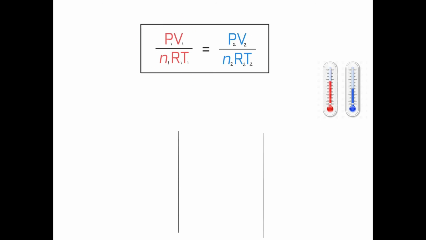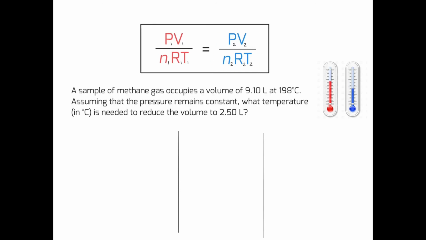You'll use this equation in problems where they give you initial conditions for one gas, and then they change one of the variables and ask you to find the new conditions. For example, this problem says a sample of methane gas occupies a volume of 9.1 liters at 198 degrees Celsius. Assuming that the pressure remains constant, what temperature in Celsius is needed to reduce the volume to 2.50 liters?